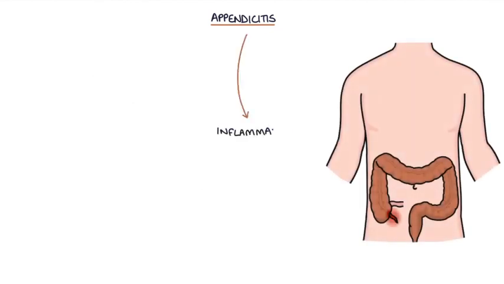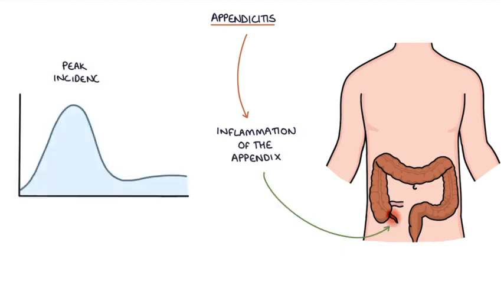Appendicitis is inflammation of the appendix. The peak incidence of appendicitis is in patients aged 10 to 20 years old. It can occur at any age, but it's less common in young children and adults over the age of 50.